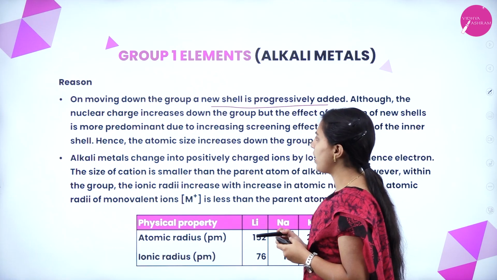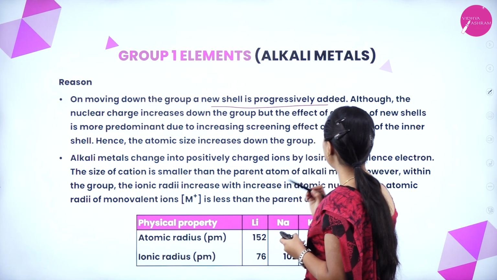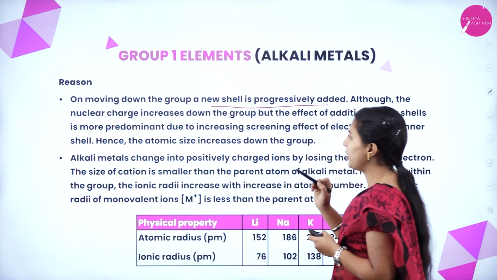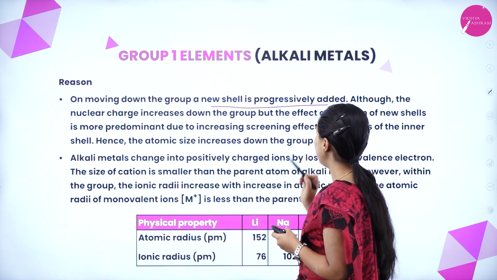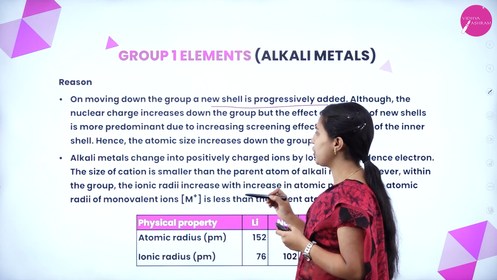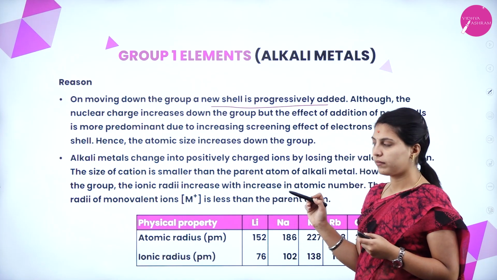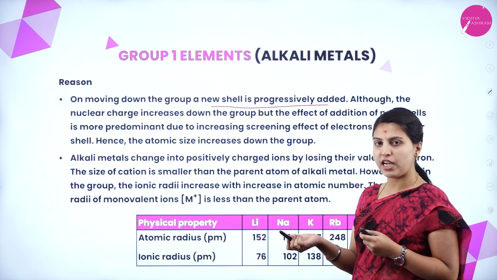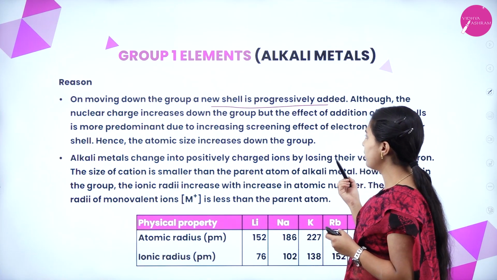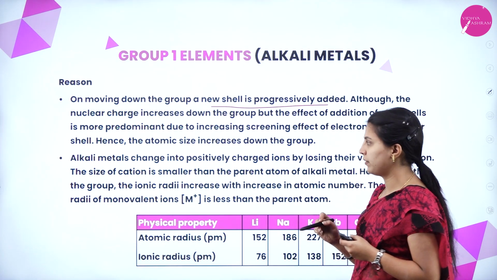Although the nuclear charge increases down the group, the effect of addition of new shells is predominant due to the increasing screening effect of electrons of the inner shell. Hence, the atomic size increases down the group. A new shell is added, nuclear charge also increases, and the screening effect also increases.